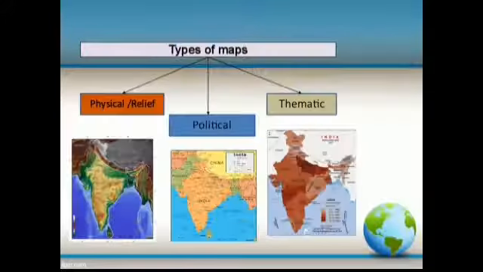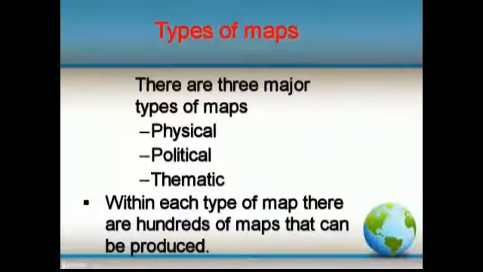Types of maps. Maps provide more information than a globe. They are of different types also. Some of them are described over here. The first picture is related to the physical map, or you can say a relief map. The second picture is of a political map, and the third picture is of an Indian thematic map. There are three major types of maps: physical, political and thematic. Within each type there are hundreds of maps that can be produced.